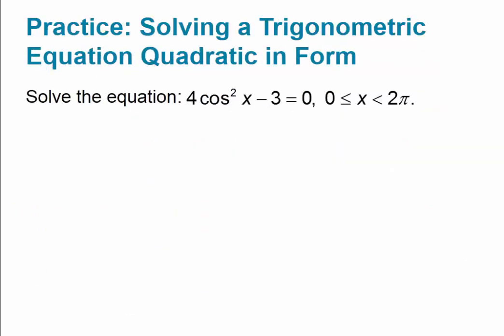Okay, so as discussed, now we're going to practice solving this trig function that's quadratic. Notice we just have cosine squared x. So factoring is not going to be our strategy here. We're just going to isolate and then take the square root of both sides to solve for this. So go ahead, pause your video player now, and make sure you find all of the answers between 0 and 2 pi.